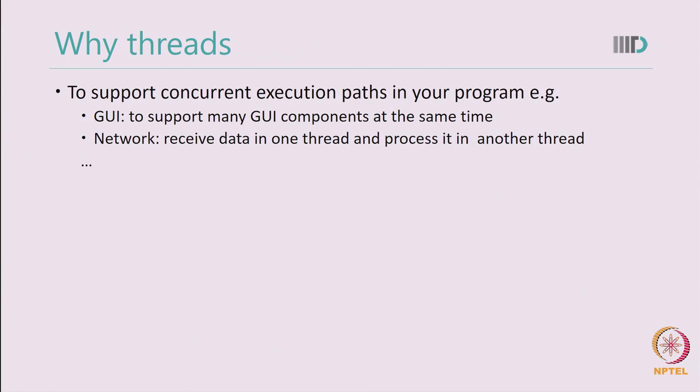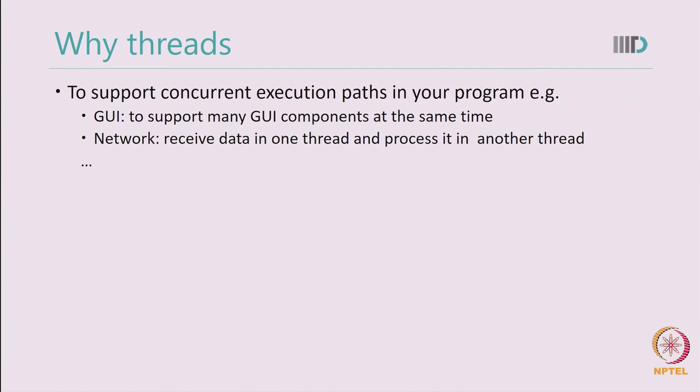So, why do we use threads? Well, we use threads to support concurrent execution paths in our program. For example, if you are running a network program, you may assign a thread to receive the data while another thread is displaying some information on the display. Similarly, for GUI applications, you may assign different threads to different GUI components.